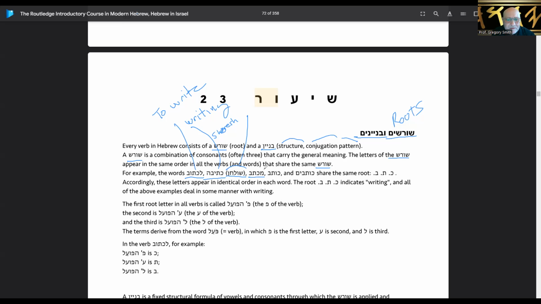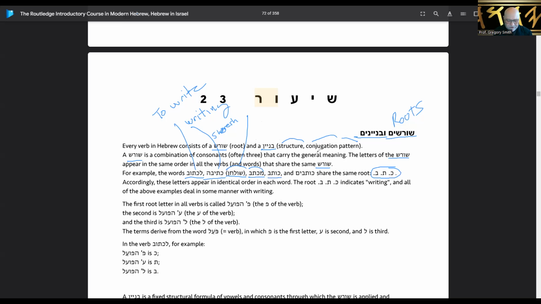Now here is Miktav. I wonder what that one is. Letter. מכתב, Miktav. So here's letter, Miktav. And so notice that it all comes from the same root, katav. There it is over there. They all derive from that.